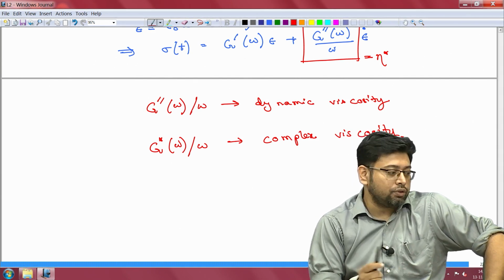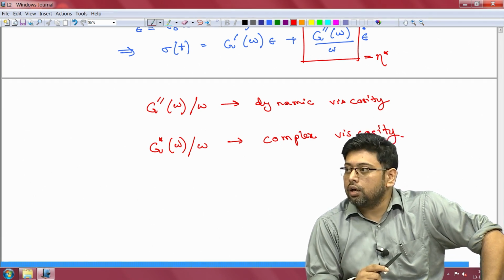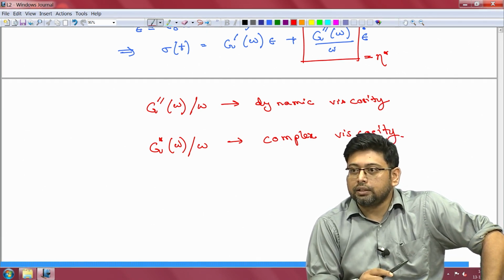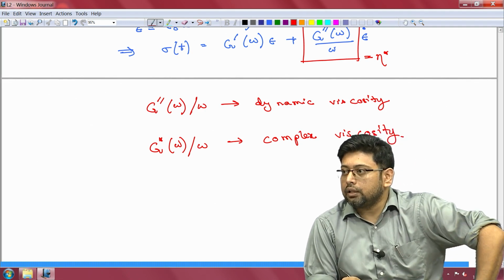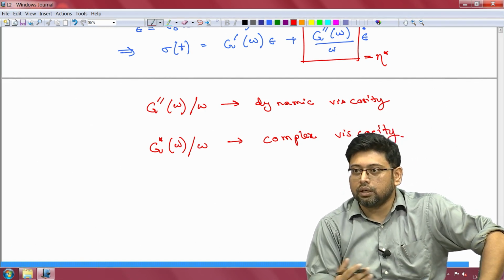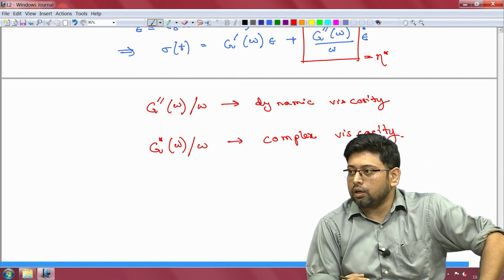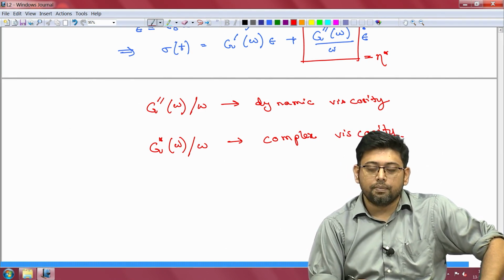And this idea of storage and dissipation goes back to our previous discussion on the classical elastic solid and the classical viscous fluid, and from there on we have motivated ourselves and seen that these two moduli, one of those terms represents a storage and the other one represents a dissipation, right.